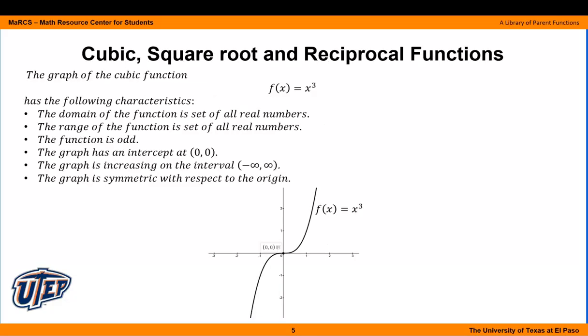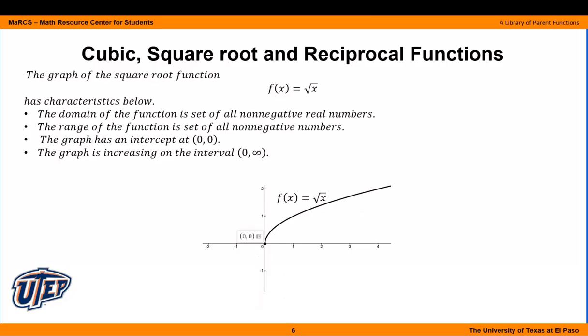Next, the cubic function. Now, f of x equals x cubed. This graph is S-shaped. The key ideas here are that it's increasing everywhere. It passes through the origin, and it is also symmetric about the origin. Unlike squaring, cubic functions keep the sign.